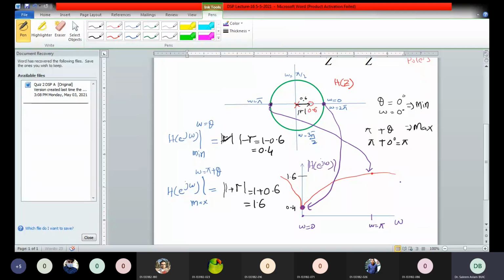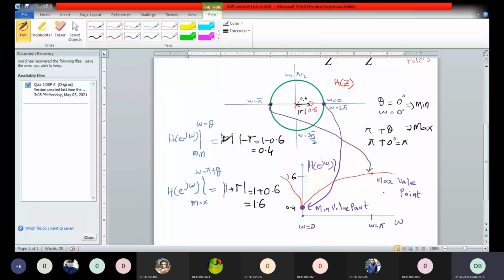Omega is equal to pi. So you can call this the max value point, and this is the min value point. So you got some idea how to find the minimum and the maximum value of a Fourier transform if you are given H of z. ठीक है बेटा? Any confusion?